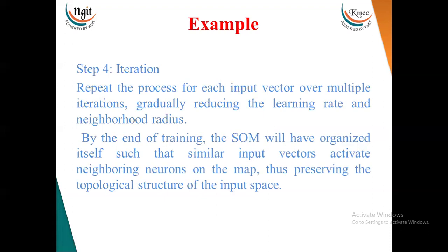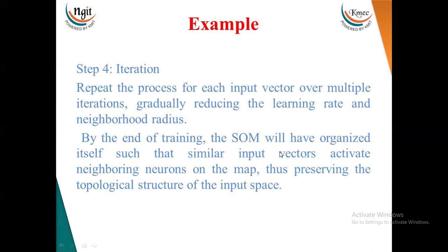Finally, the next step is to repeat this process while reducing the learning rate and neighborhood radius. It means all the neighborhood points will come closer, because if you want to form clusters, we have to reduce the distance between the two points. So this can be done. So what is the result?